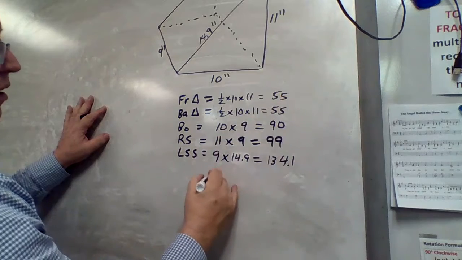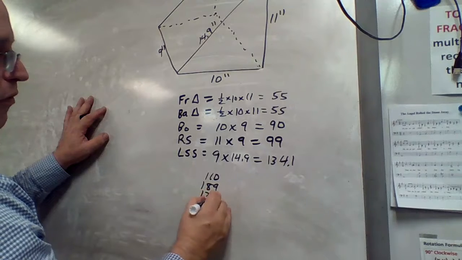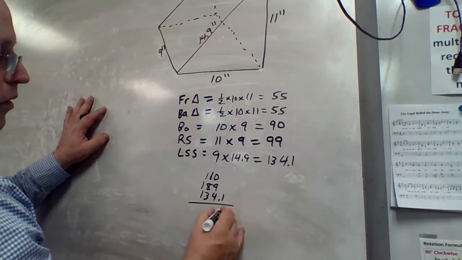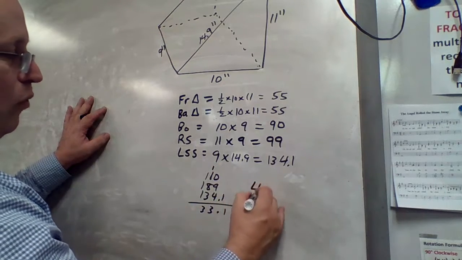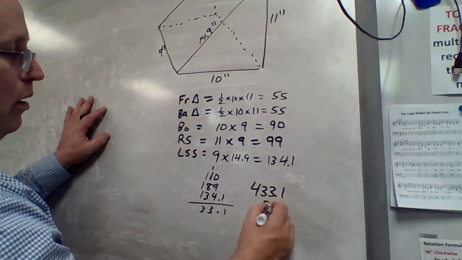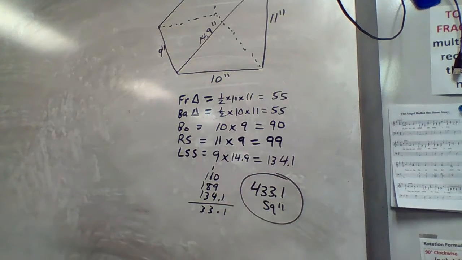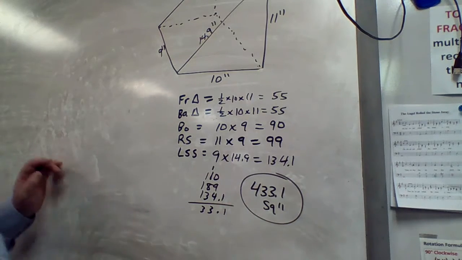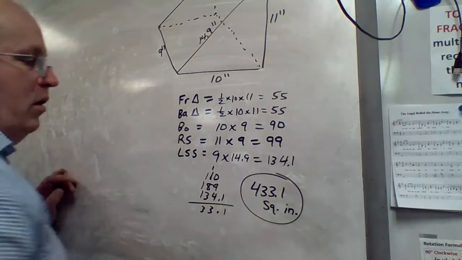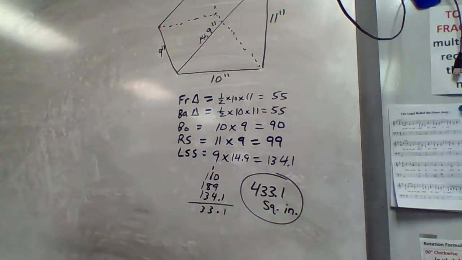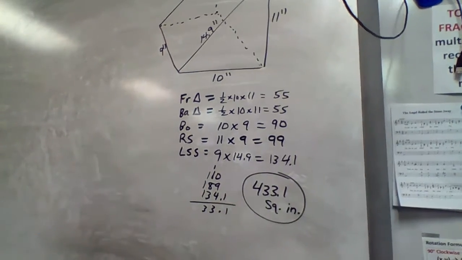This is 110, and these two make 189, and this one is still 134.1. Add up all of those numbers, and I get 433.1 square inches. Let's write square inches. And that's our surface area for this triangular prism. So we figure out each face one at a time, and then we add them up.